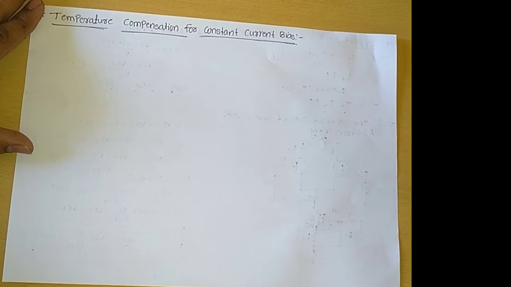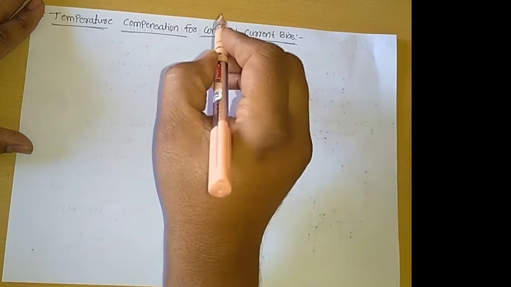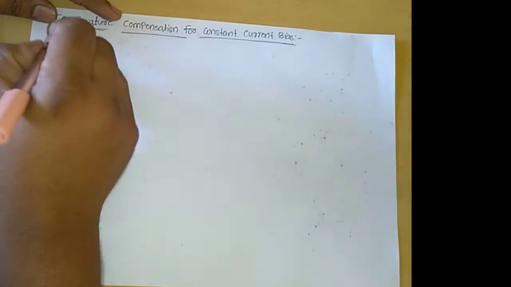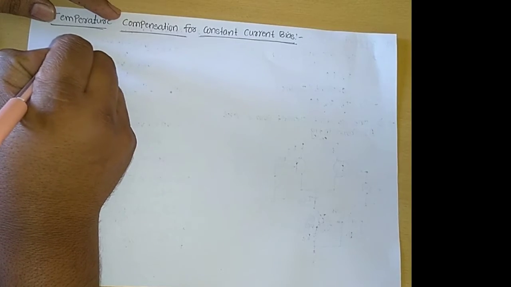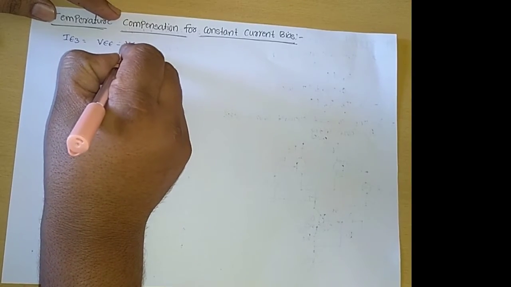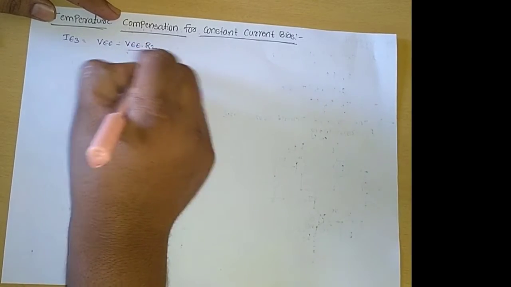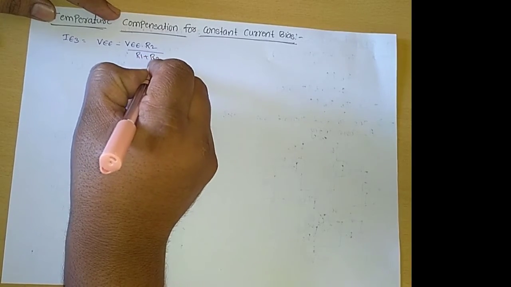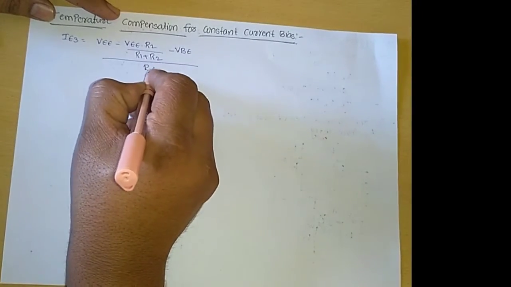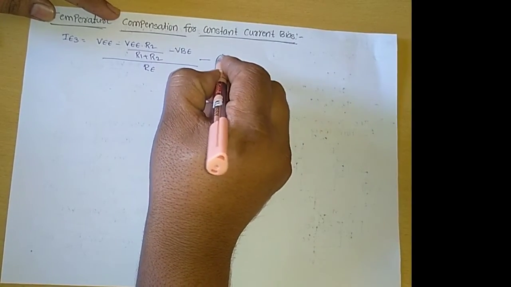Today we are discussing temperature compensation for constant current bias. In the last class, with the help of the constant current bias method, we determined the emitter current IE3 equal to VEE minus VEE into R2 whole by R1 plus R2 minus VBE whole by RE. We consider this as equation number 1.